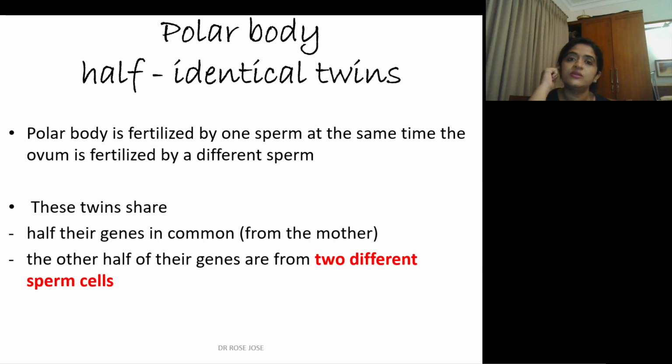Another important thing is polar body, that is half identical twins. We know that after the second meiotic division, you have the secondary oocyte which is fertilized, and you have the polar bodies. Sometimes the polar body will also be fertilized by one sperm, at the same time the ovum is fertilized by a different sperm. So these twins share half their genes in common, that is from the mother. The other half of their genes will be from two different sperm cells. But the issue here is the polar body has less cytoplasm, and it's very difficult for the embryo to survive.